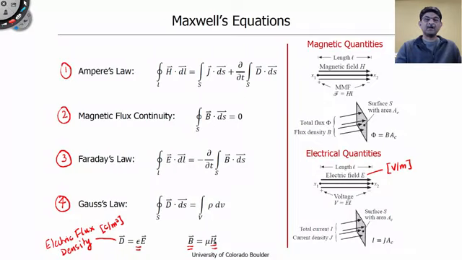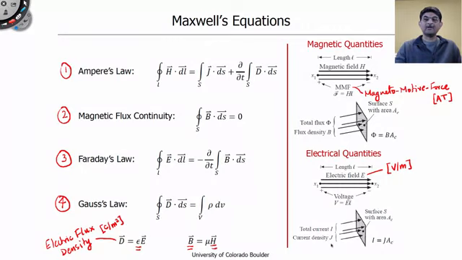B and H are related to one another through mu, which is the permeability of the material in which they exist. The dual of voltage for magnetic fields is a quantity known as MMF, which stands for magnetomotive force. The units of magnetomotive force are amp turns, or simply amps, as turns is a unitless quantity. We will understand what turns mean in a later lesson.